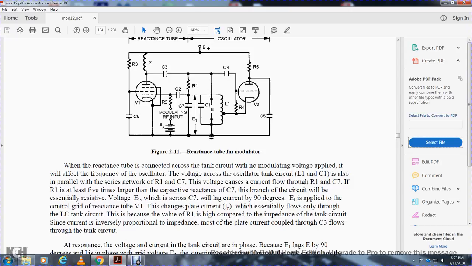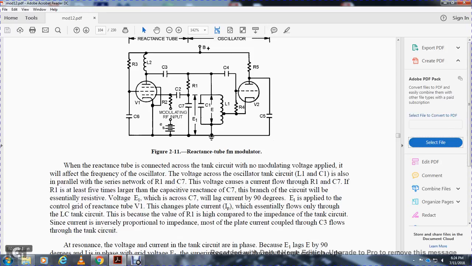The voltage across the oscillator tank circuit, with inductor 1 and capacitor 1, is also across the series network of resistor 1 and capacitor 7. Consider the current flow through resistor 1 and capacitor 7. If resistor 1 is at least 5 times larger than the capacitive reactance of capacitor 7, this branch of the circuit will be essentially resistive. The voltage E1 across capacitor 7 will lag the current by 90 degrees.